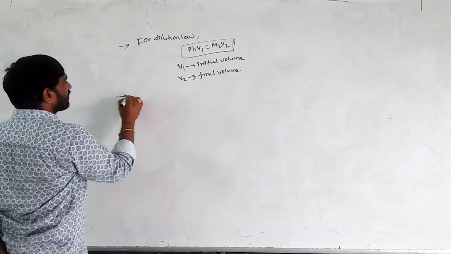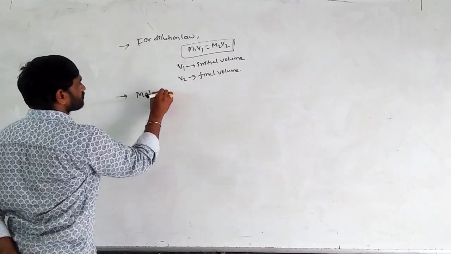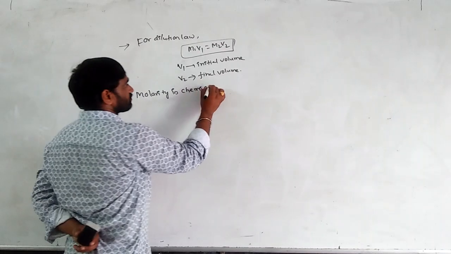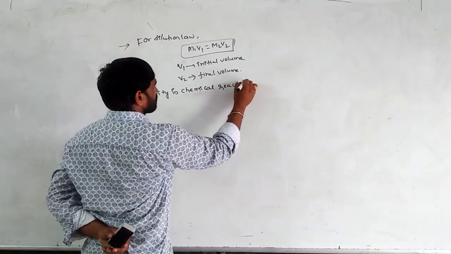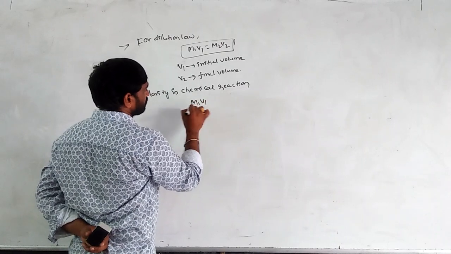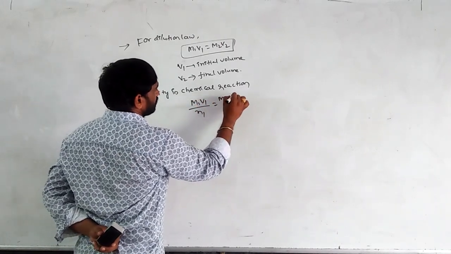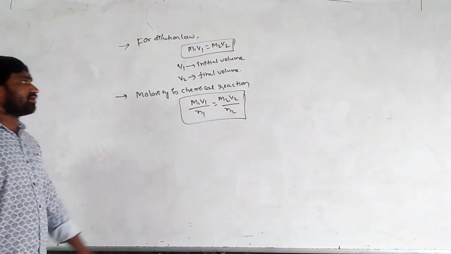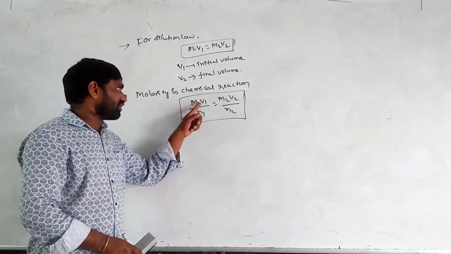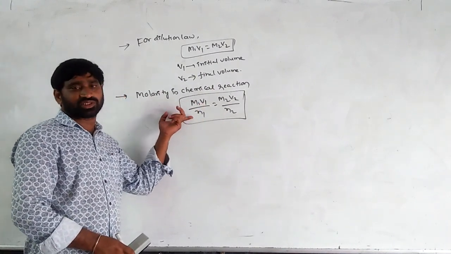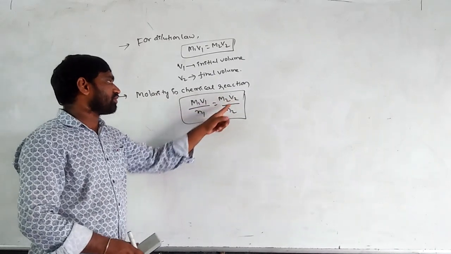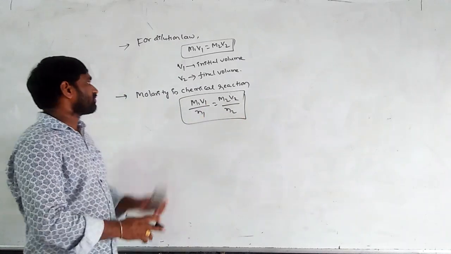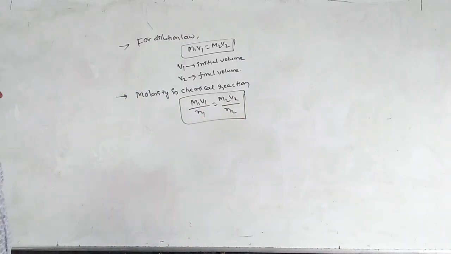Next formula, molarity in a chemical reaction: M1 V1 by N1 equals M2 V2 by N2. Here M1 is molarity, V1 is volume, and N1 is the number of moles of one component. M2, V2 and N2 are the molarity, volume, and number of moles of the other component. So this is molarity in a chemical reaction.